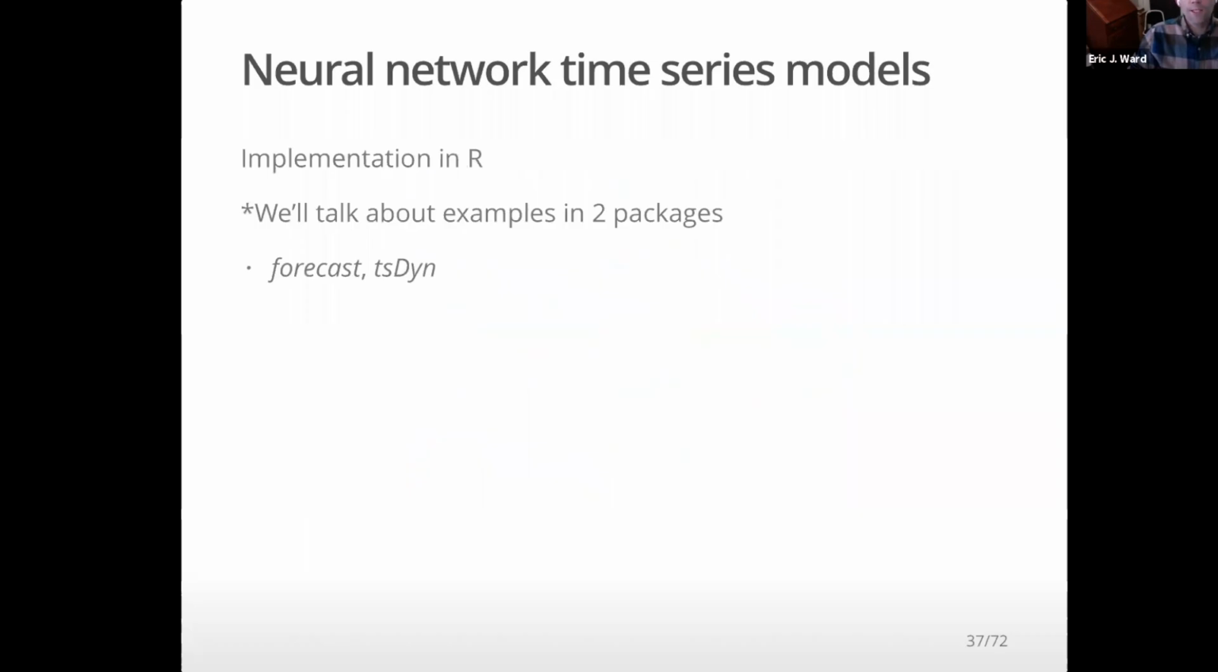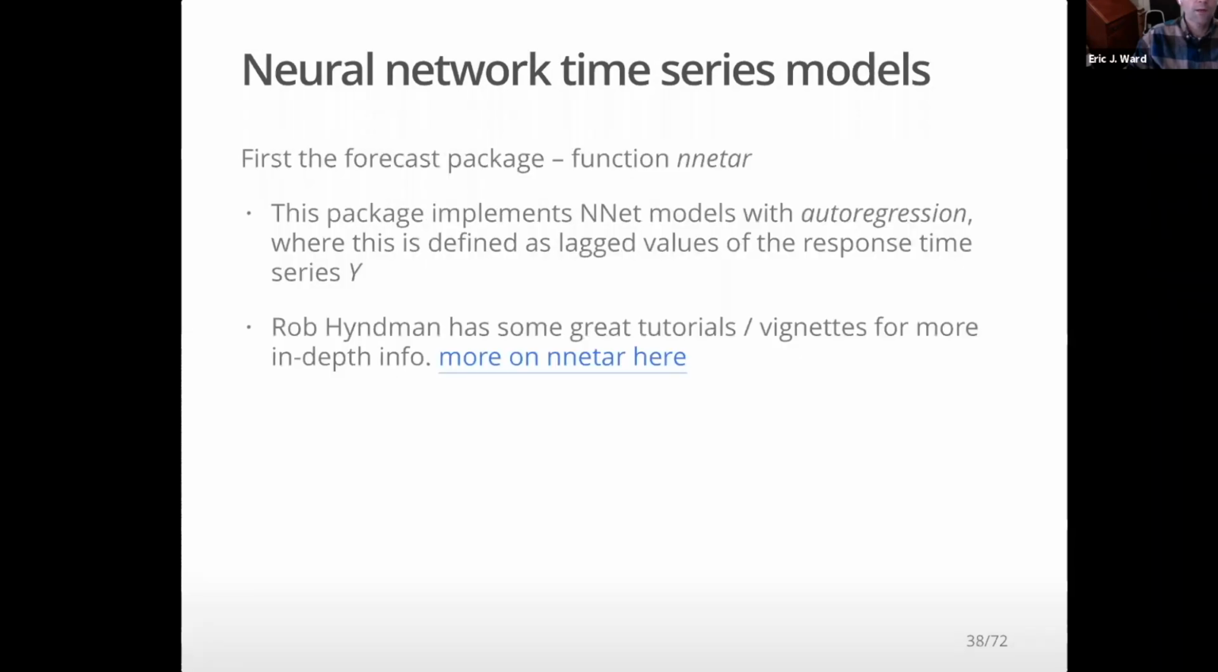Okay, so there's a couple of packages in R that make this very user-friendly and easy to work through. We've walked through the forecast package before and used it for this class, and that's going to be primarily what I'll talk about here. The forecast package has a function to implement neural network time series models. It's called NNETAR, and this will implement neural network models with what's called autoregression.